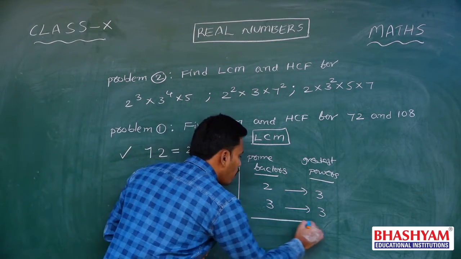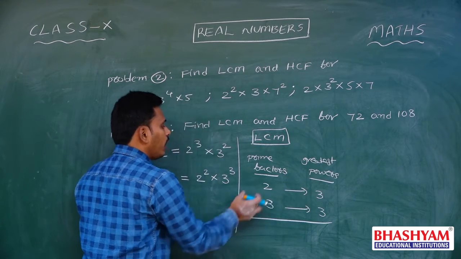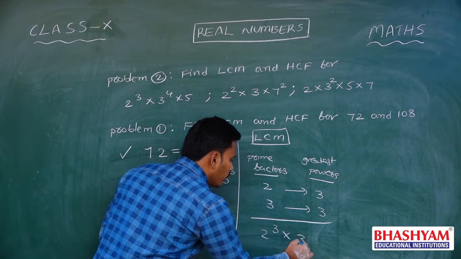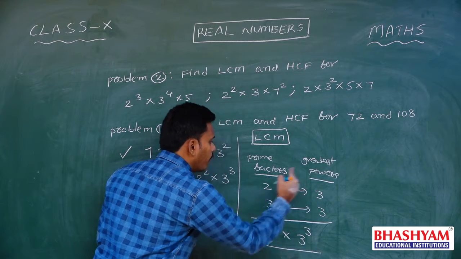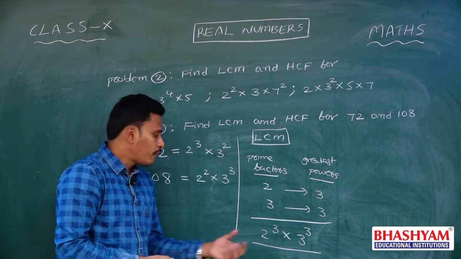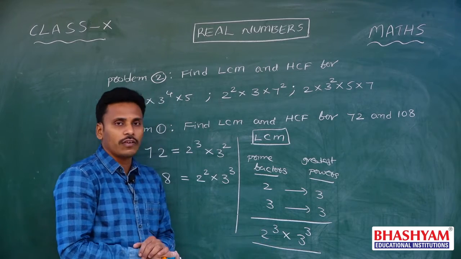Then the LCM of these two is nothing but the product of the greatest powers of the prime factors. That means 2 power 3 into 3 power 3 is the LCM. And further you need to multiply it to get the answer, right? This is the LCM of the given numbers.